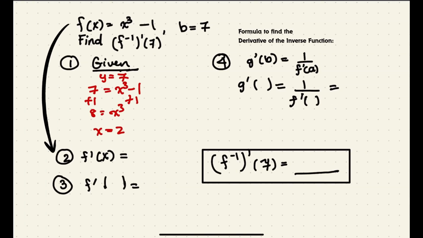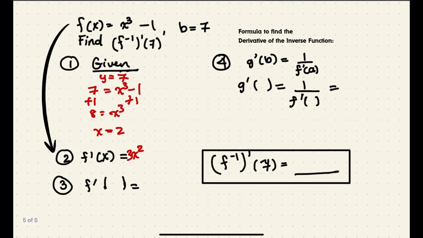Now let's find the derivative of the equation. The derivative of x cubed is 3x squared, minus the derivative of 1, which is just 0. So that means our derivative of the function is 3x squared. Now, let's find the derivative at x equals 2. So f prime of 2 is equal to 3 times 2 squared, which is equal to 12.